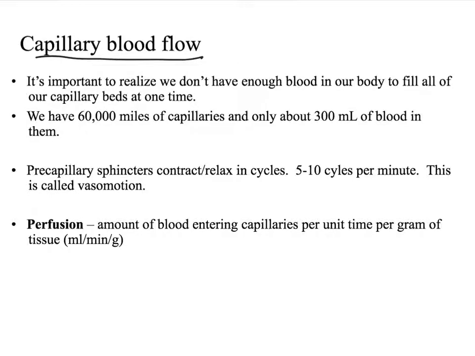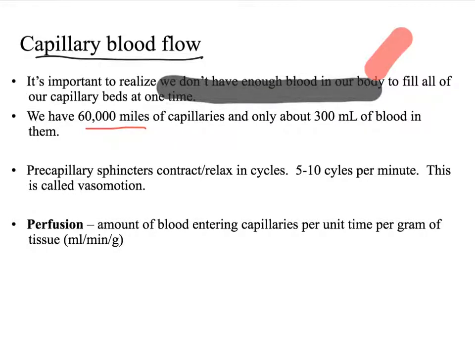It's important to realize that we don't have enough blood in our body to fill all of the capillaries at one time. So we don't have enough blood to fill all the capillaries. We have about, they say, 60,000 miles of capillaries, but we only have 30 milliliters of blood in them. So what happens is we cycle it. Sometimes we have blood in capillaries and sometimes we don't. So the precapillary sphincters contract and relax, and that's called vasomotion.